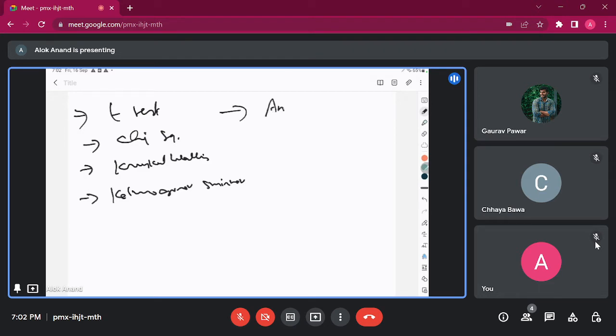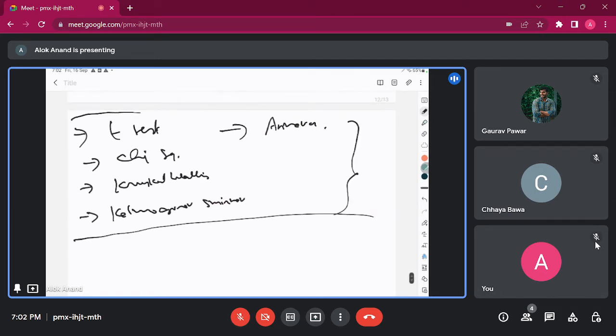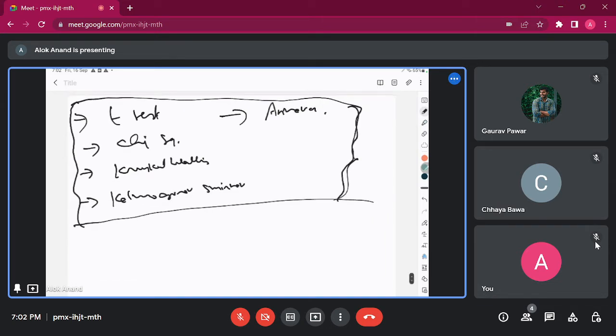Then we have ANOVA. ठीक है? Fine. So ये जो मैंने कुछ 5-6 methods लिखे हैं, these are very very important concepts for biostatisticians. ठीक है? Because they are hypothesis testing techniques, and they are the techniques which help you.